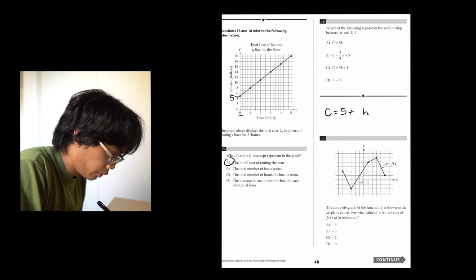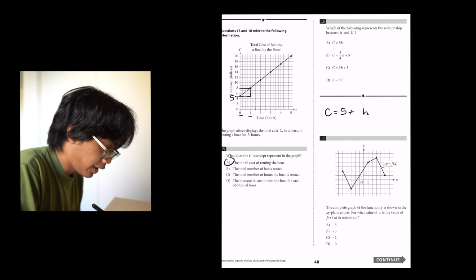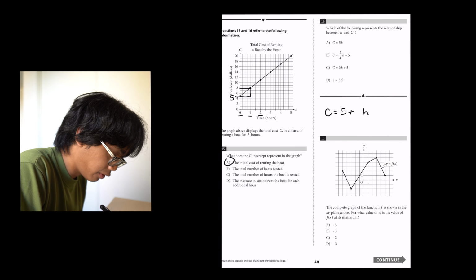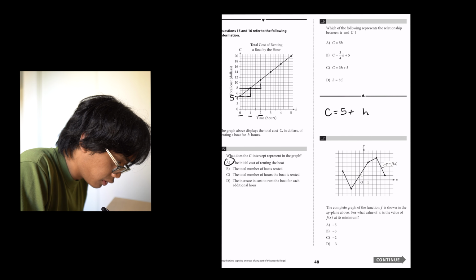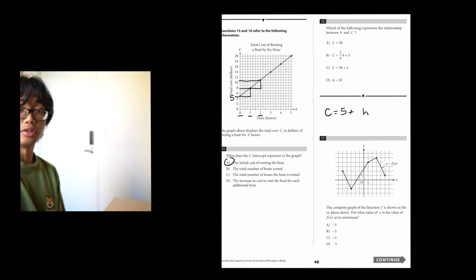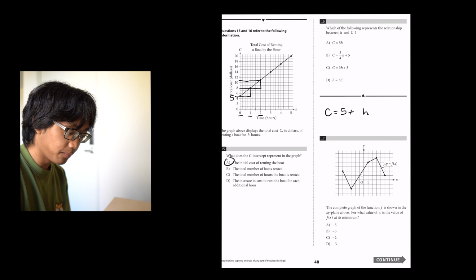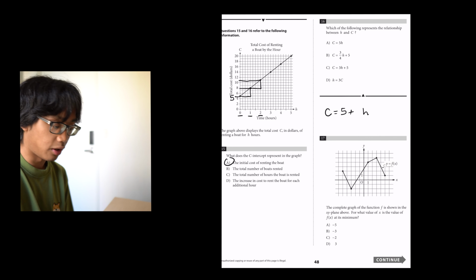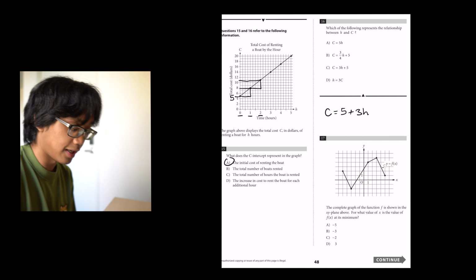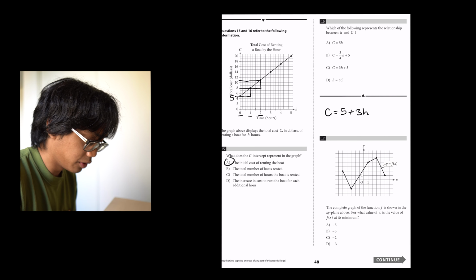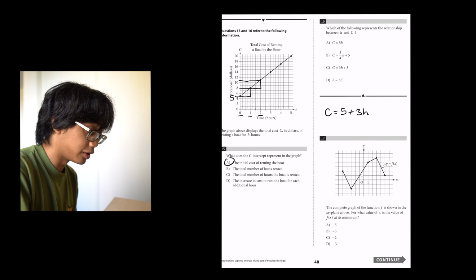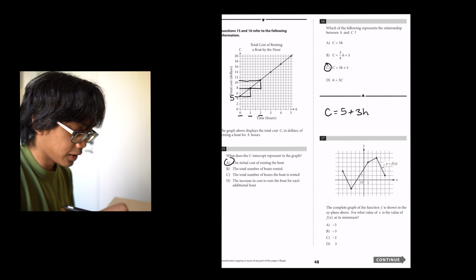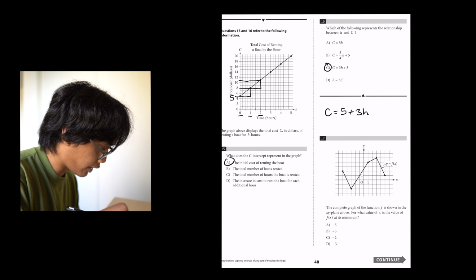So between 0 and 1 hours, we go from $5 to $8, which is an increase of 3. And then from 1 hour to 2 hours, we go from $8 to $11, which is also an increase of 3. So we know that it's a linear relationship and that it's increasing by $3 for every hour. So we can write it as 3H. And then we look at the answer choices. The one that most closely matches this one is C. C equals 3H plus 5.